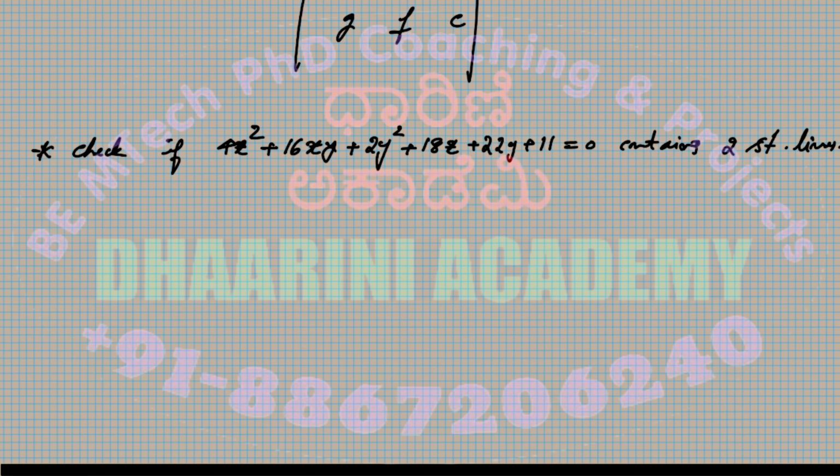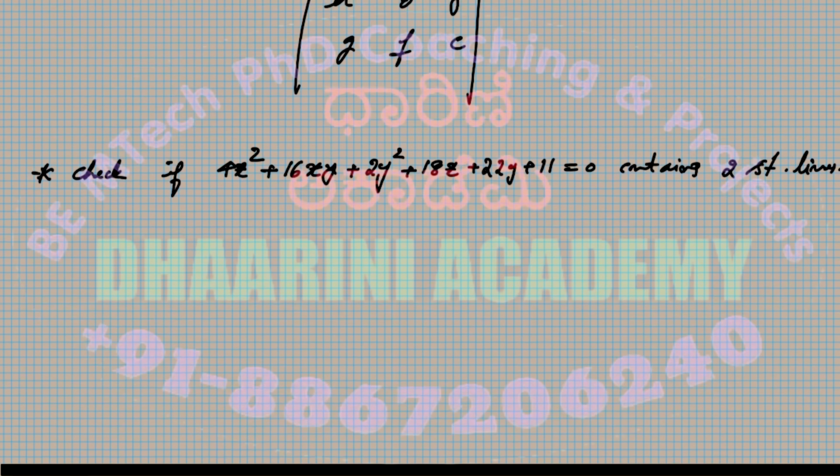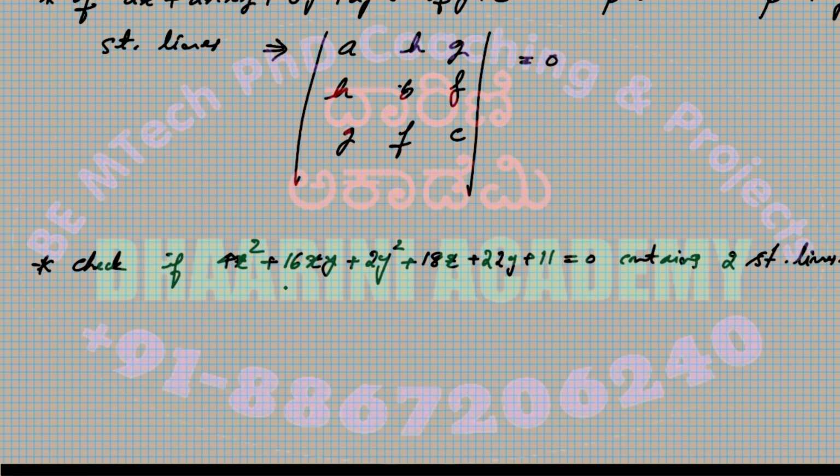So I just have to compare the given equation with this. I can find that a is equal to 4. 2h is equal to 16, so h is equal to 8. b is equal to 2. Then 2g is 18, so g is equal to 9. 2f is equal to 22, so f is equal to 11, and c is equal to 11.